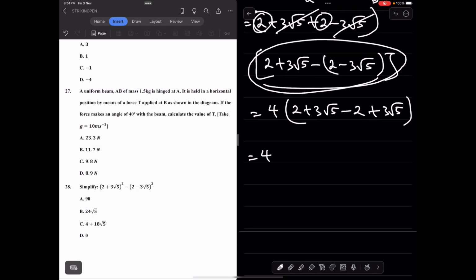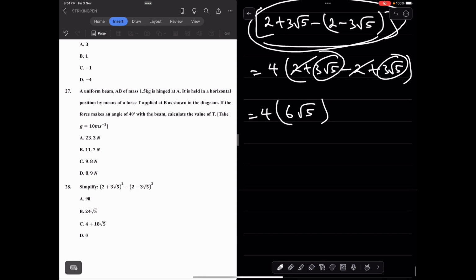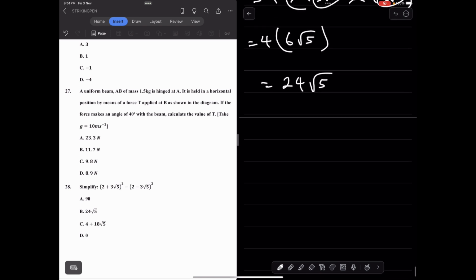And that's equal to 4 into bracket. 2 minus 2 is 0. 3 root 5 plus 3 root 5 is 6 root 5. And the answer is simply 24 root 5. And the correct option is B.